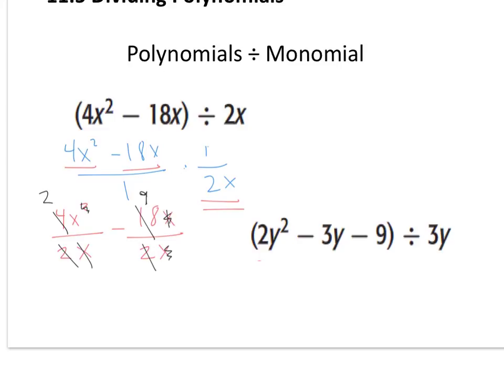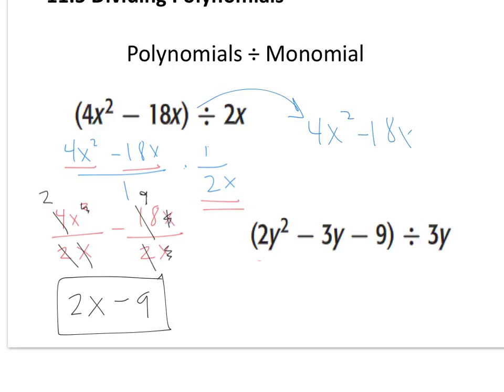So my final answer here would be 2x over 1 minus 9 over 1, and there's nothing left that I need to simplify. I could also have written this problem as 4x squared minus 18x all over 2x, and then looked at 4x squared divided by 2x and negative 18x divided by 2x that way as well. So I definitely could have rewritten this a different way, just whatever works for you and whatever is easiest for you.